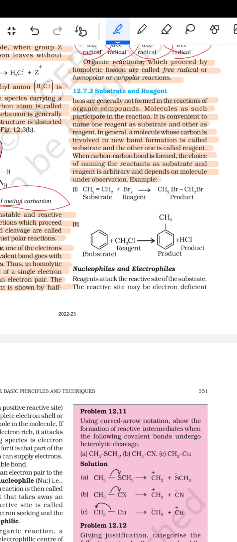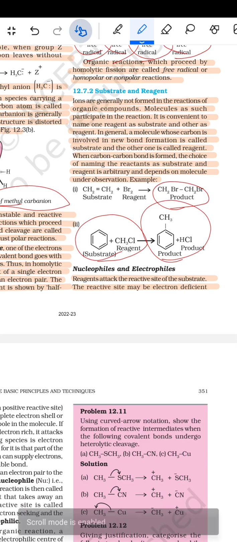तो सबस्ट्रेट ये हो गया, रिएजेंट ये हो गया, तो प्रोडक्ट हमारा ये बन गया और फिर सबस्ट्रेट और रिएजेंट मिलकर हमारा प्रोडक्ट ये बना दिया। उसके बाद फिर आता है न्यूक्लियोफाइल्स एंड इलेक्ट्रोफाइल्स। Reagents attack the reactive part of the substrate. The reactive part may be electron deficient.